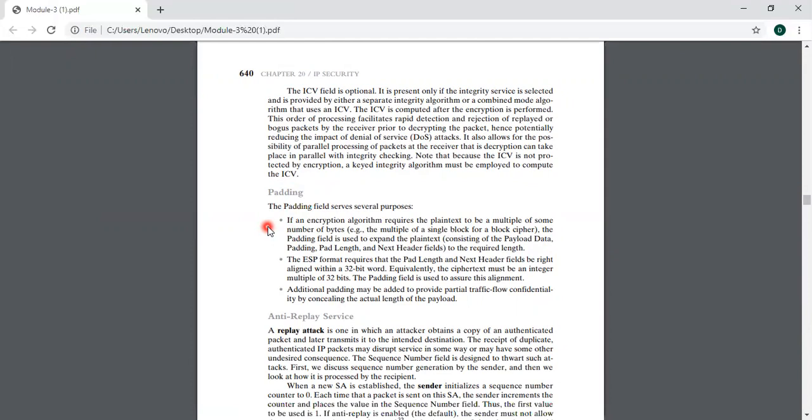Second, the ESP format requires the pad length and next header fields to be aligned within a 32-bit word. The padding is used to assure the alignment. So if the ESP format should be aligned within 32 bits, this padding is used for such alignment. Next, it is used to provide traffic flow confidentiality. So these are the purposes of padding.